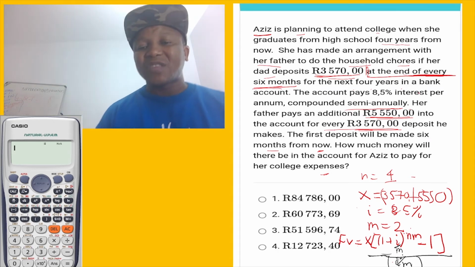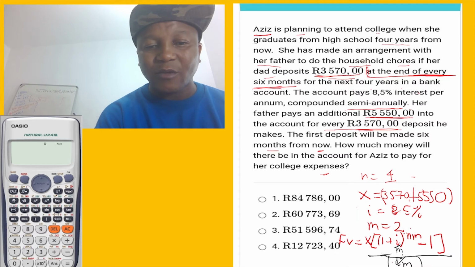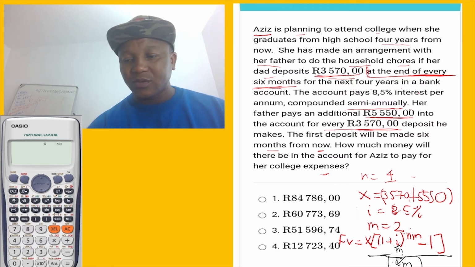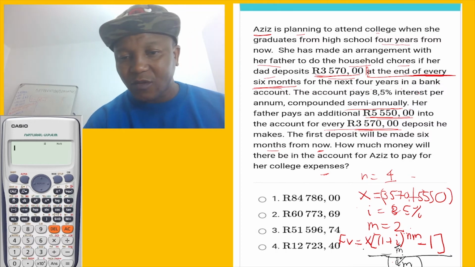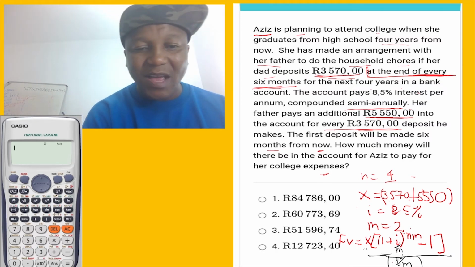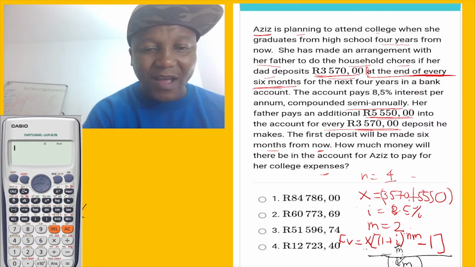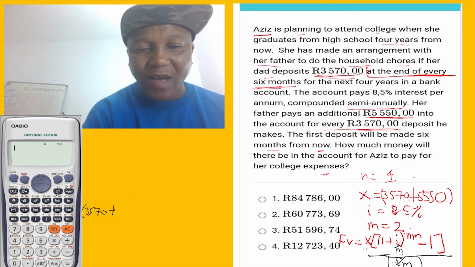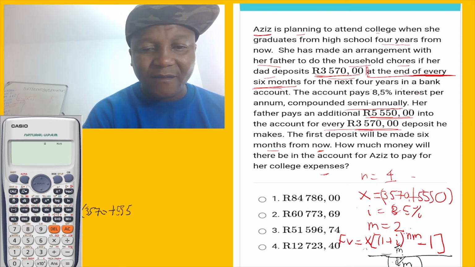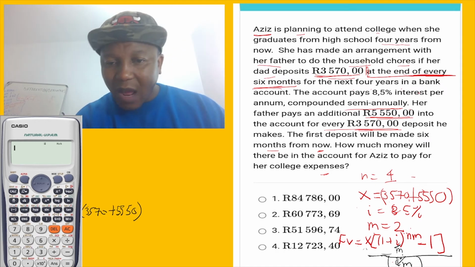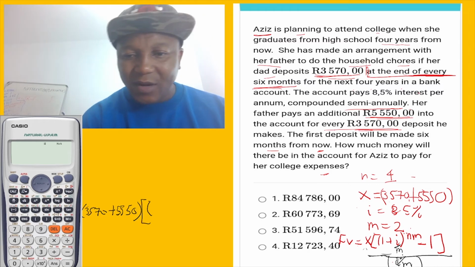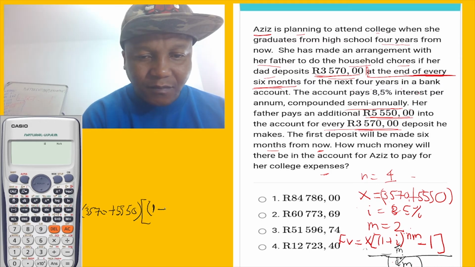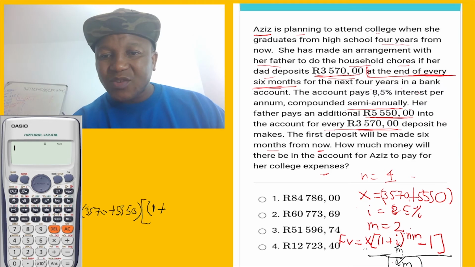All right, so we can plug in everything because we've got all the information. So we're going to say future value equals, what is x? X is 35 plus 70 plus 550. So instead of x, I'm going to say 35 plus 70 plus 550 bracket. Now we come here, there's a bigger square bracket, bracket 1 plus. What is the I? Our interest we got 8.5.